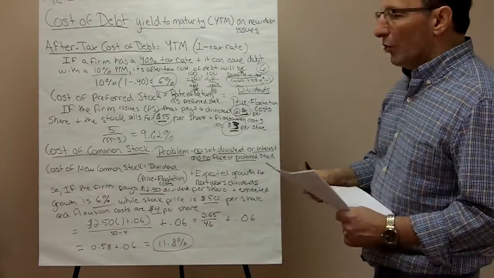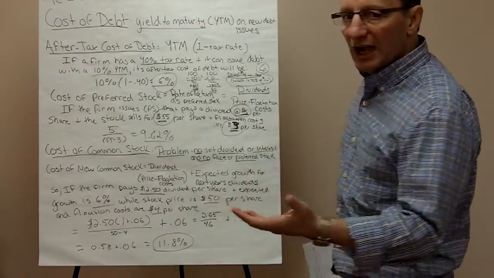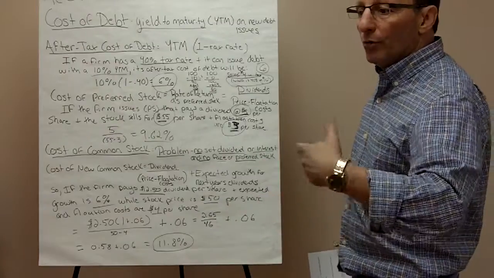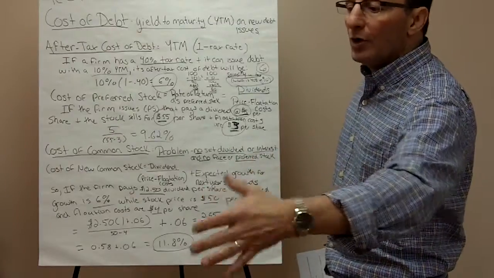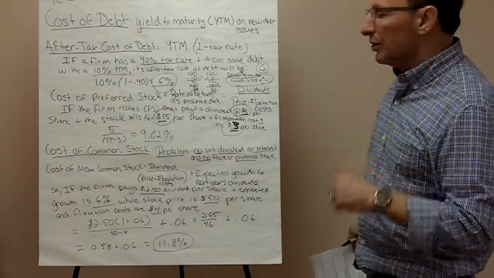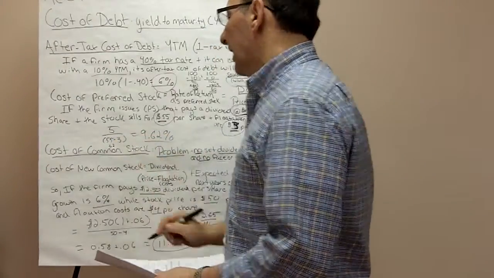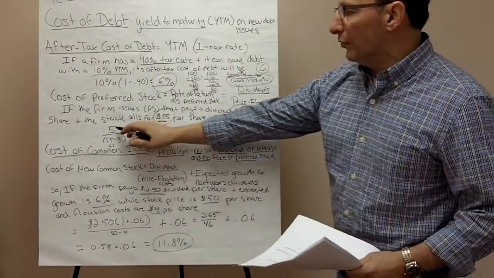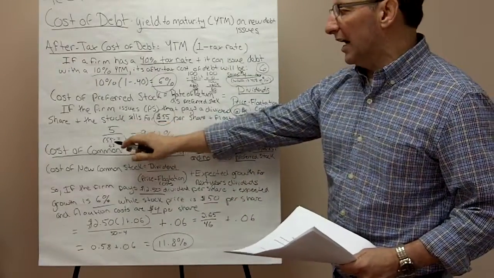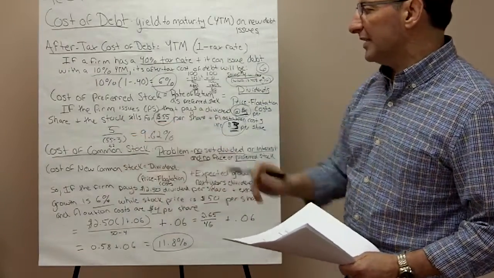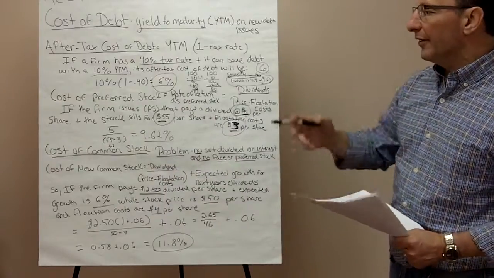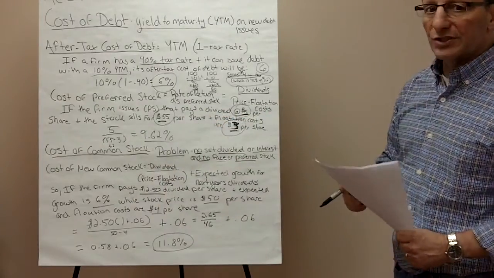In other words, when you issue this preferred stock, the people who market that preferred stock for you, they're going to keep $3 a share. So really all you're getting is $52 out of that. And if you are paying $5 out of $52, that's 9.62%. That is the cost of your preferred stock.